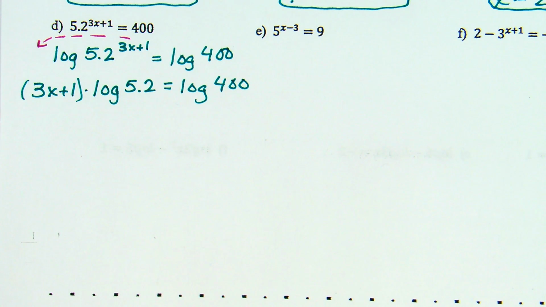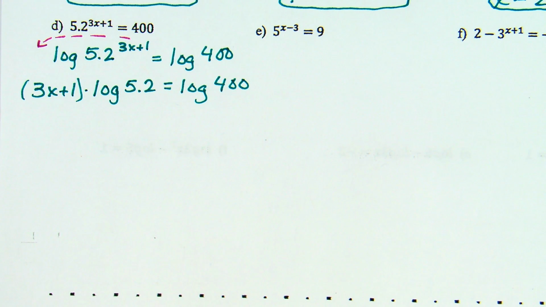I wouldn't touch the 3x plus 1 yet. But think of it as 3x plus 1 times log of 5.2. That log of 5.2 is what's really messing things up. So can we divide by the log of 5.2? And we can't. Okay, so your options are, and I don't care which way you go. You're probably going to go whichever way I take you, I'm sure.